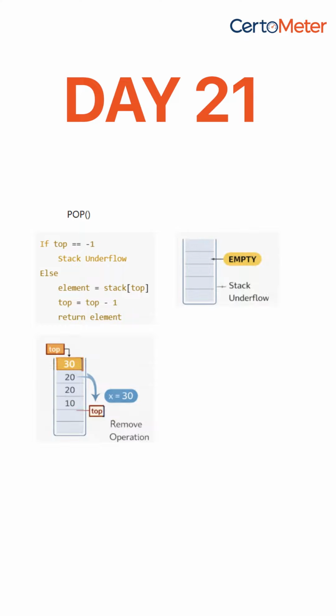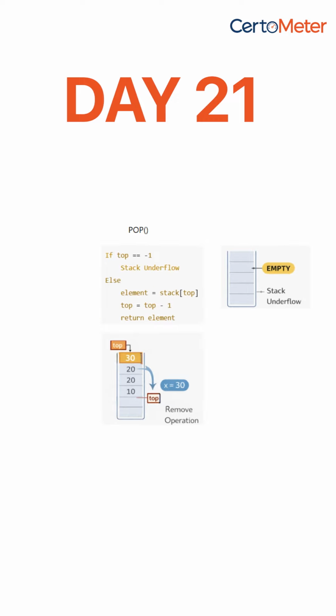And for a successful remove operation, initially top was pointing to 30, and after removing this, the top will point to the index of the value 20. And we have similar other operations that we can implement. So we have the peek operation, which will give us the value where the top is pointing, and this is how we can return the top of the stack.